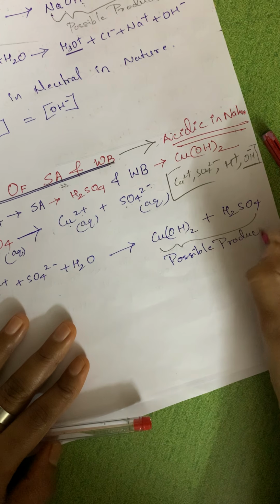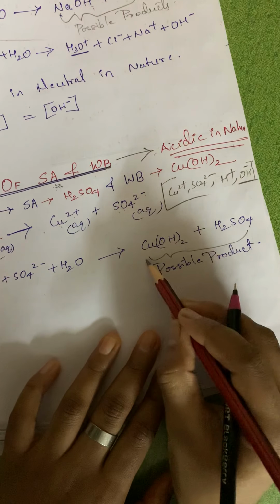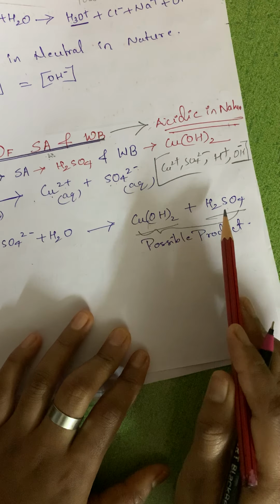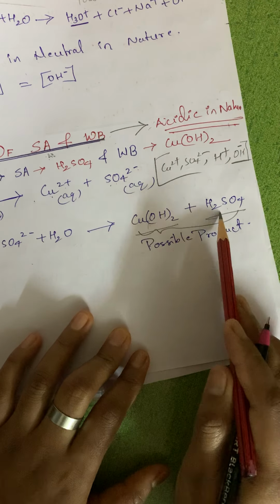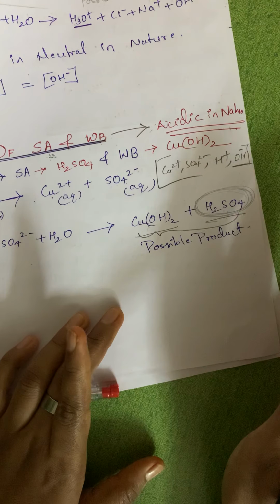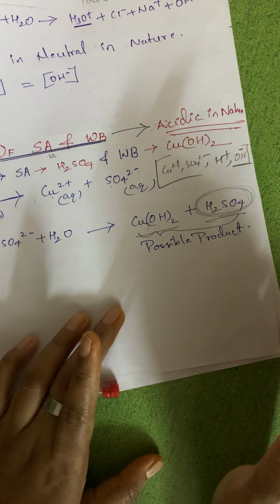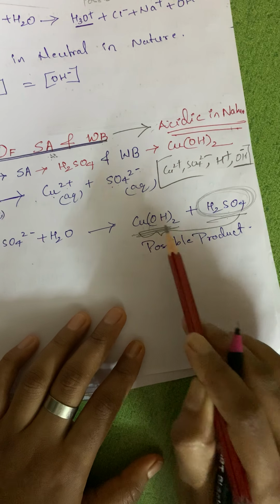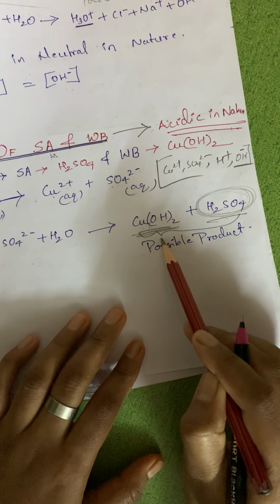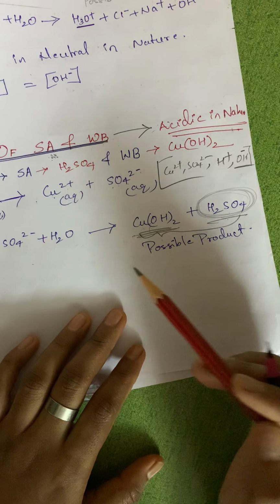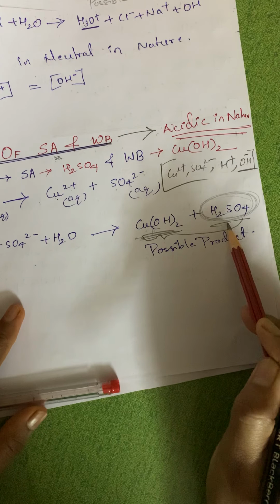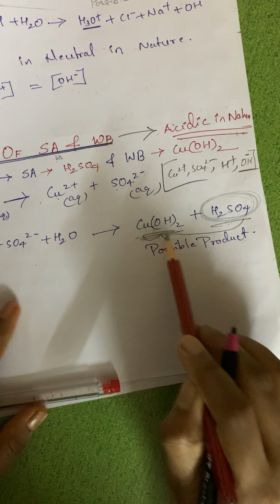These are nothing but our possible products. But now we have to understand what will happen when these two get reacted. The strong acid will dissociate, and the copper hydroxide, since it is a weak base, will be there in the undissociated form.